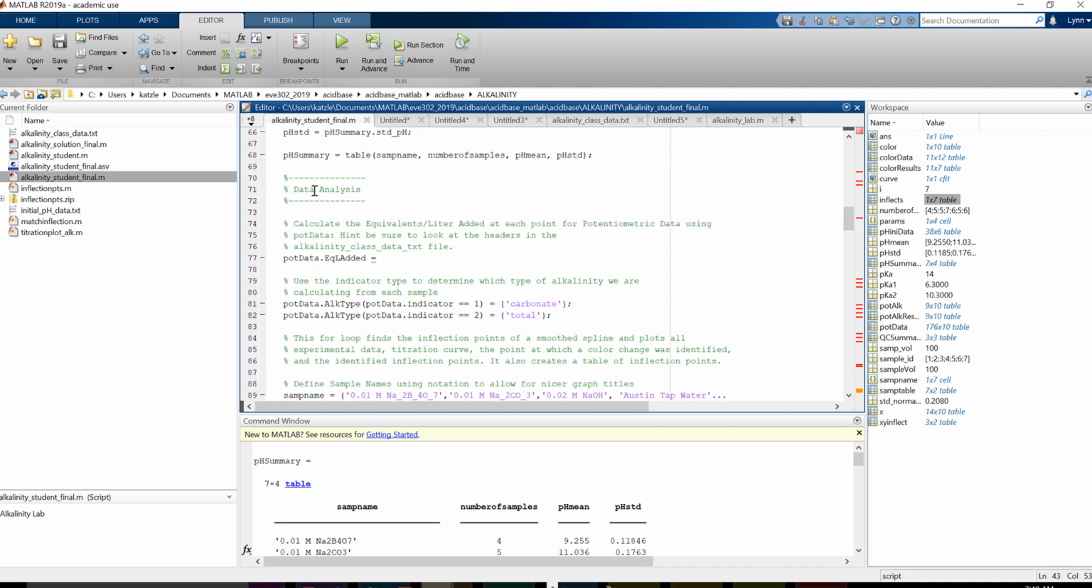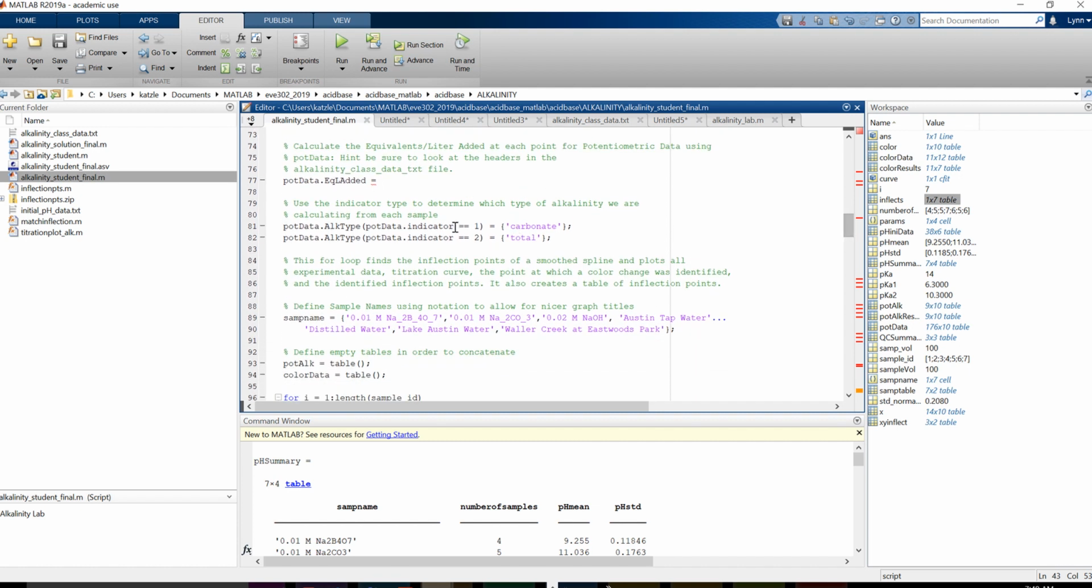Okay, on line 71, we're moving on to data analysis. So here's where we're calculating the equivalents per liter added. And again, you're asked to provide that calculation. Make sure you look at the headers in the data file, alkalinity class data.txt, so you know what variables you're using in this calculation.